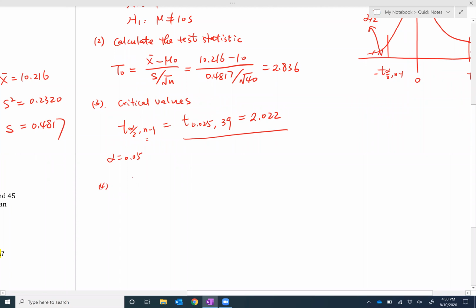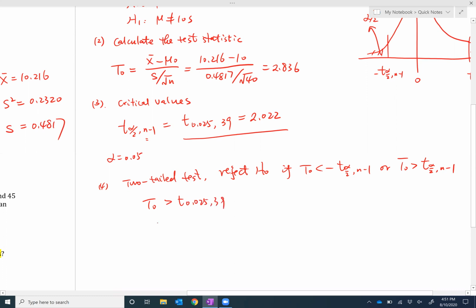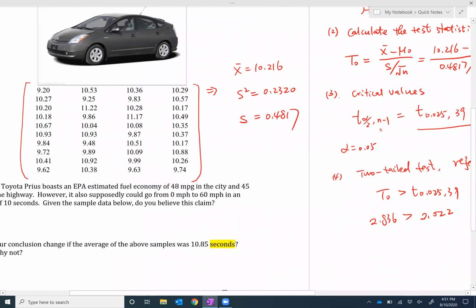Now, we're going to make a decision. What is our decision? This is a two-tailed test. You are going to reject H0 if your T0 is less than minus T alpha over 2, n minus 1, or T0 greater than T alpha over 2, n minus 1. Obviously, our T0 is greater than T 0.025, 39. That's because 2.836 is greater than 2.022. Therefore, we reject the H0. That means this claim is not right.